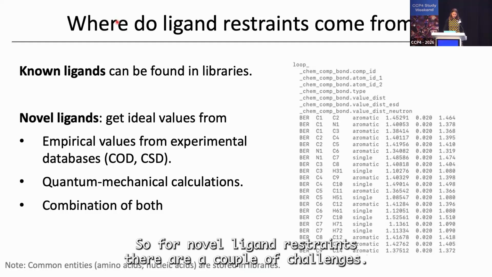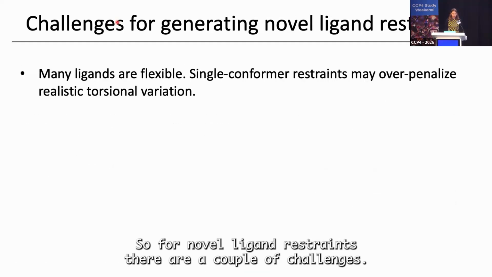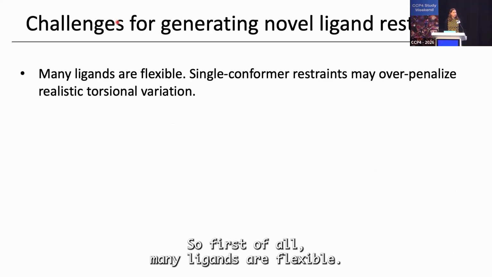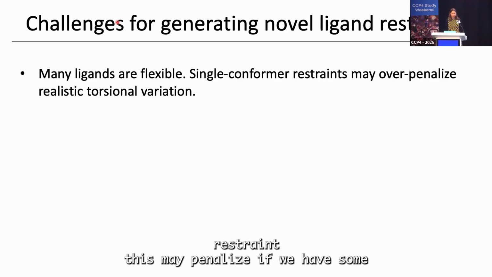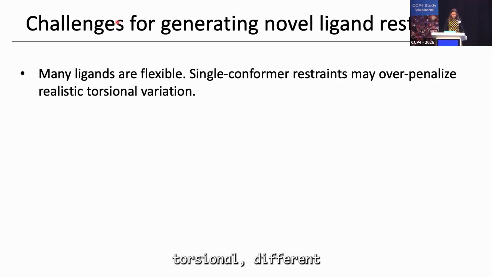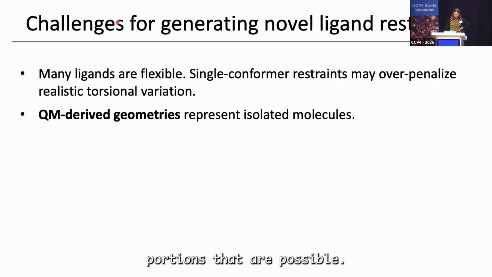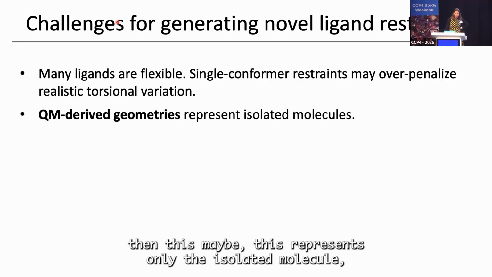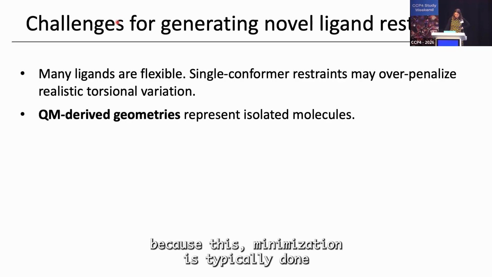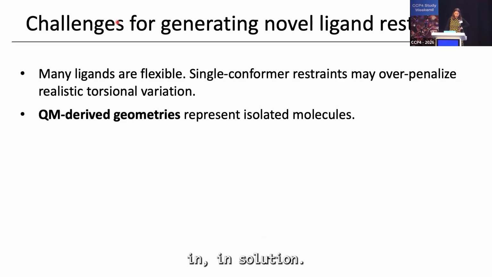For novel ligand restraints, there are a couple of challenges. First of all, many ligands are flexible. If we just generate a single conformer restraint, this may penalize different torsions that are possible. Now, if we get our novel ligand restraints from QM-based methods, then this represents only the isolated molecule because this minimization is typically done in solution.